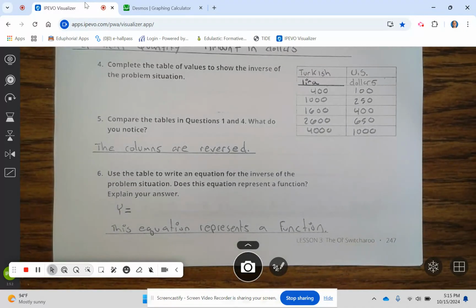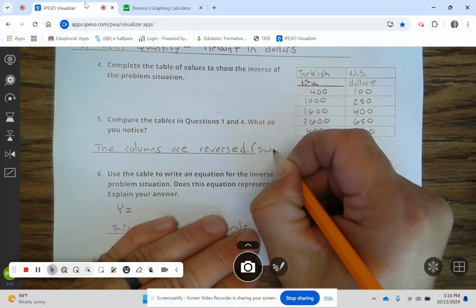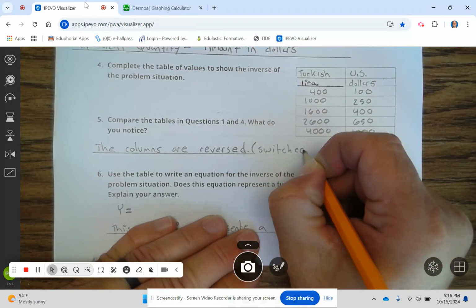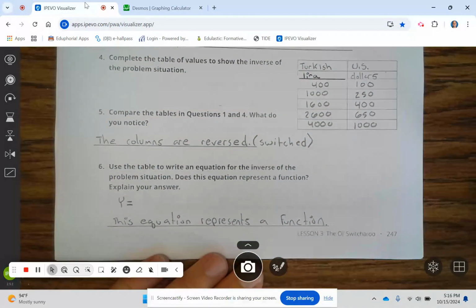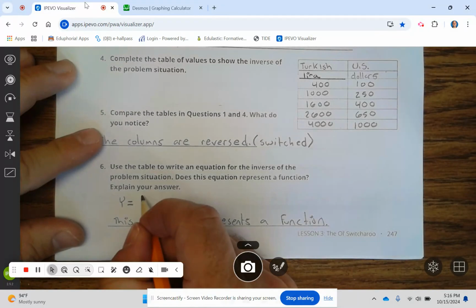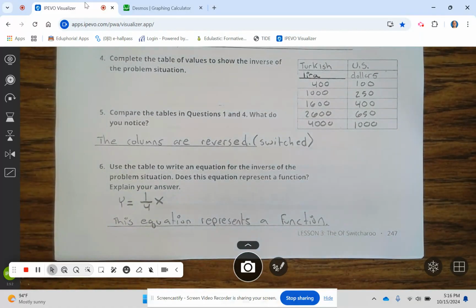All right, number 5. Compare the tables in question 1 and 4. What do you notice? The columns are reversed. Or another way is switched. Okay. Number 6. Use a table to write an equation of the inverse of the problem situation. Does this equation represent a function? The inverse equation is y equals 1/4 x. This equation represents a function. All right, let's take a look at the next page.